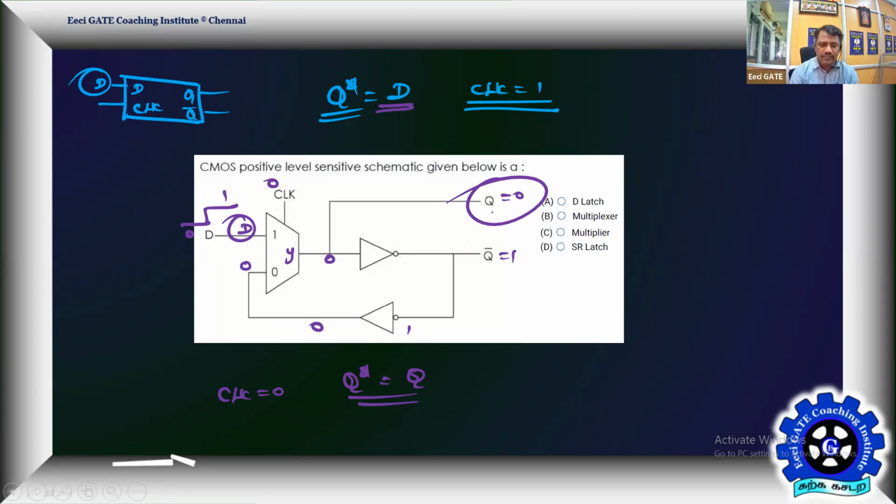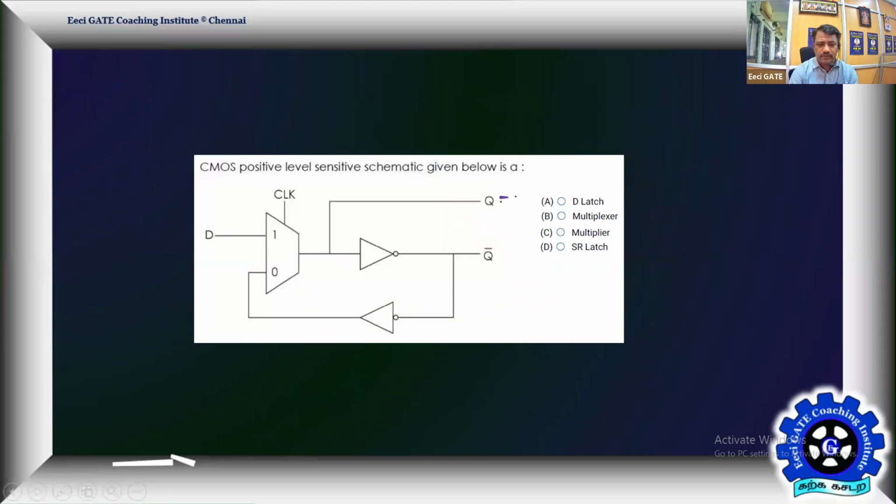What is the previous Q? We assume Q is equal to 0. Now let me take the same situation. The Q is still 0 and the Q bar is 1. So now let me make the clock 1. Clock is 1, so now D is initially 0 and then changes to 1. Let me pursue this way. Now D is equal to 0.